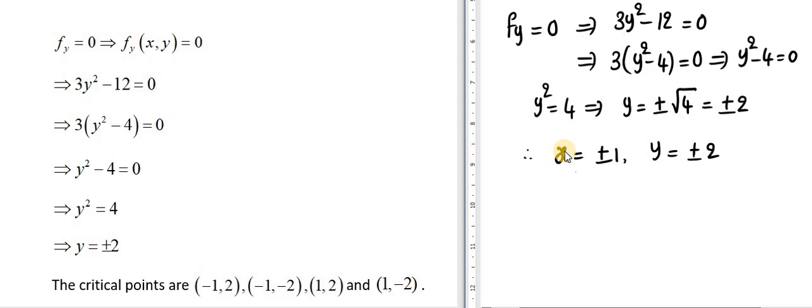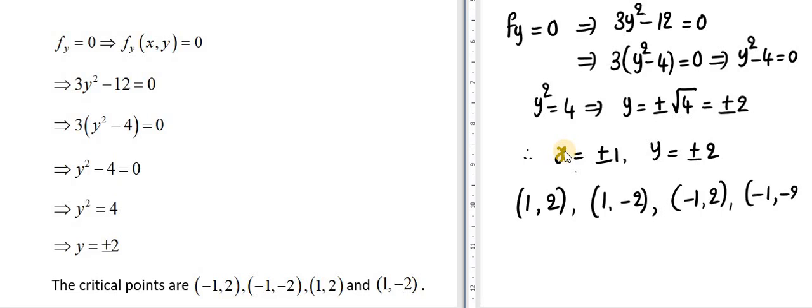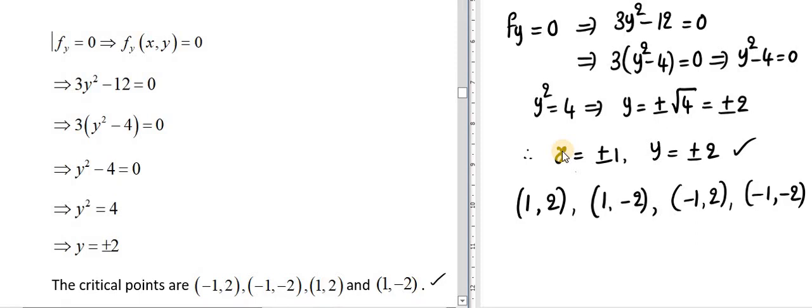By using these values, we are going to write the critical points. First observe, keep plus 1 common. So observe plus 1, here plus 2. Next 1, next here we take minus 2. Next here minus 1, here plus 2. Next minus 1, minus 2. So from these x and y values, we are going to get 4 critical points. Those are mentioned here. Now I am going to find out A, B, C values.